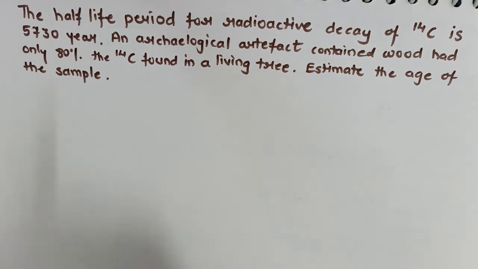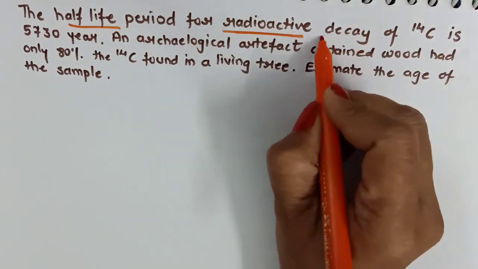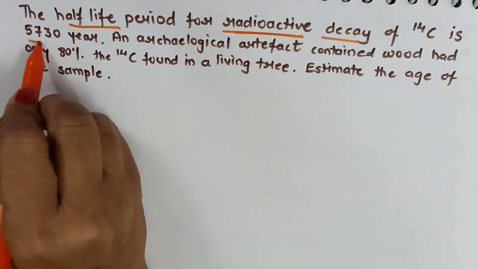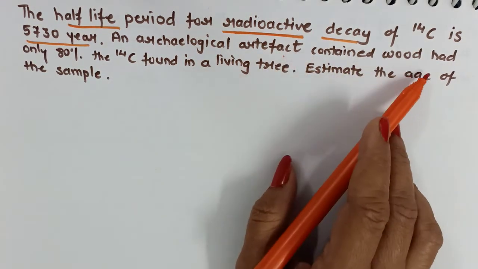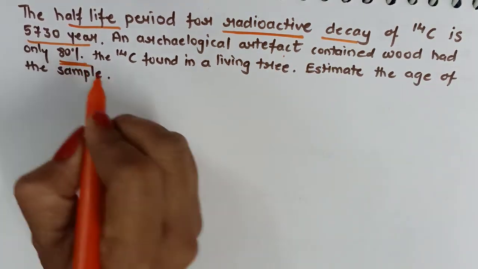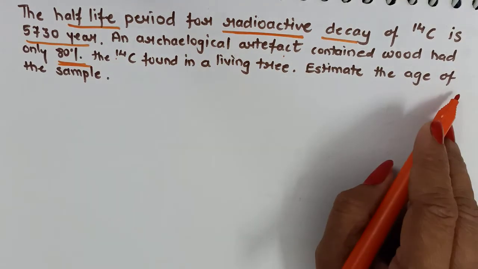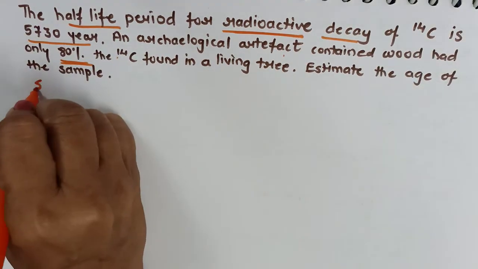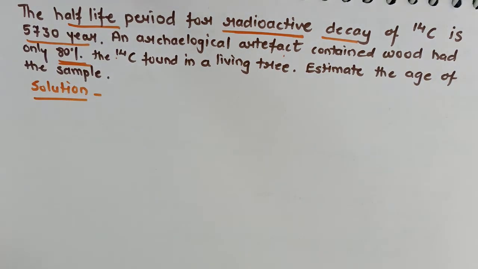The next numerical says that the half-life period for radioactive decay is 5730 years. An archaeological artifact containing wood had only 80% C14 found in a living tree. We are supposed to calculate the age of the sample. Now there are two tricks or two ways to know the data given in the numerical.